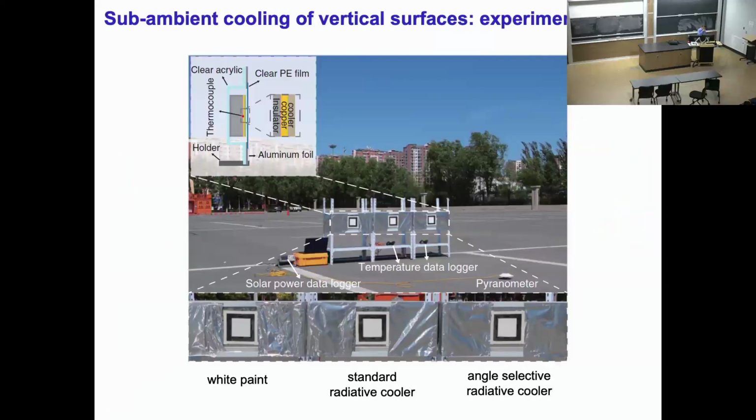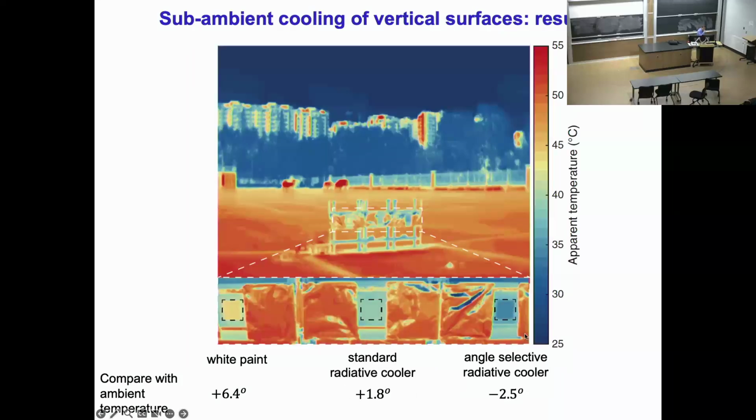So this is the experimental setup. This is in Changchun, China. And so we compare three structures: a white paint, a standard radiative cooler, which now you can actually routinely get in a number of different ways, and also our angle-selective radiative cooler for vertical surfaces. And we measure the temperature of all of them, but I thought that it may be easier to just show a picture. So this is an infrared image. Red is hot, and blue is cooler.